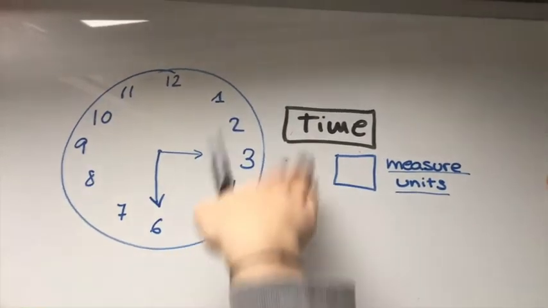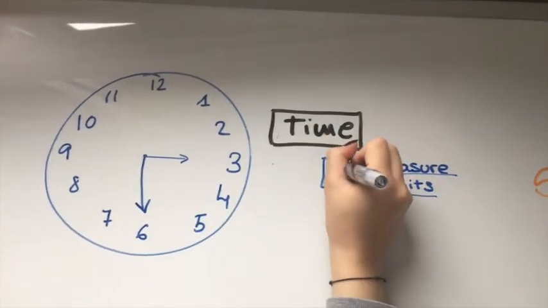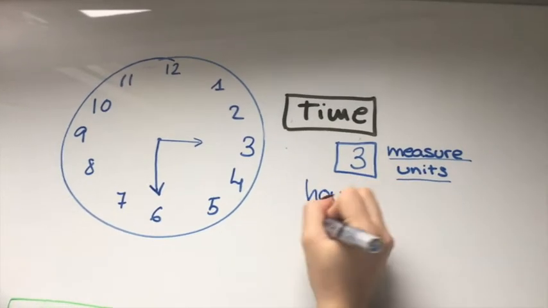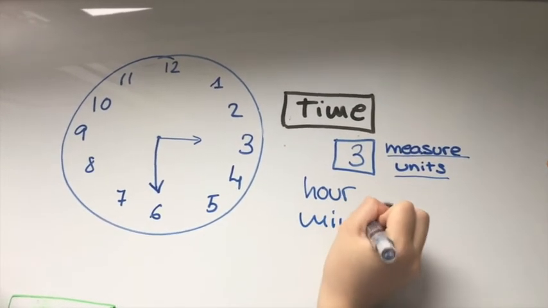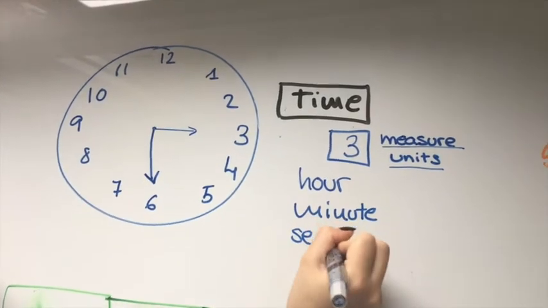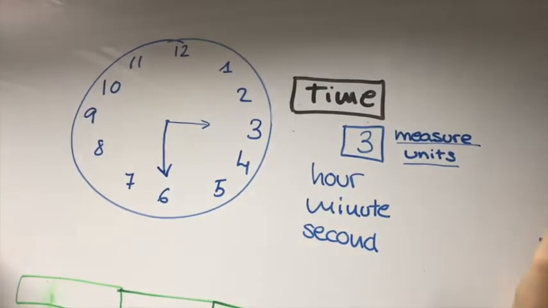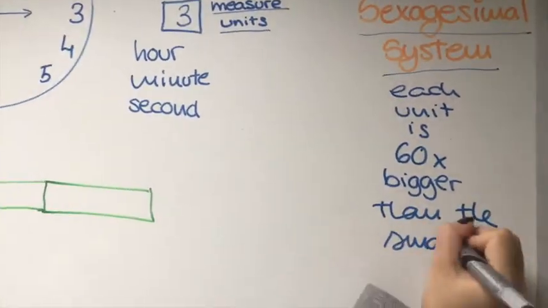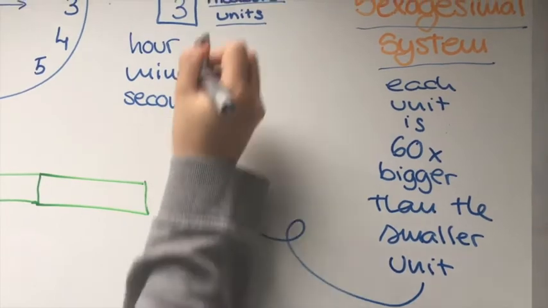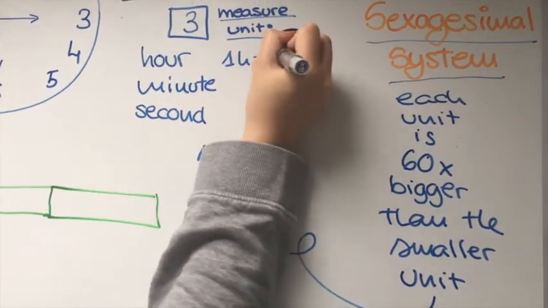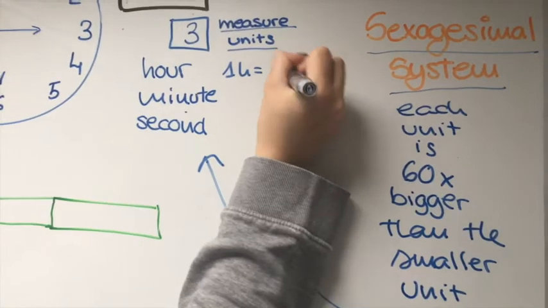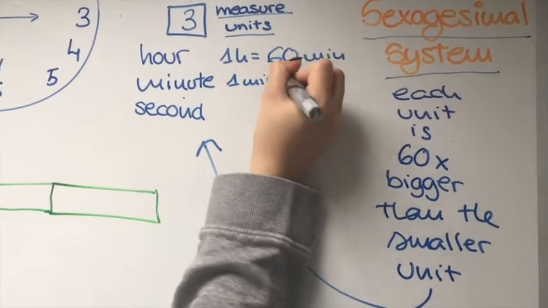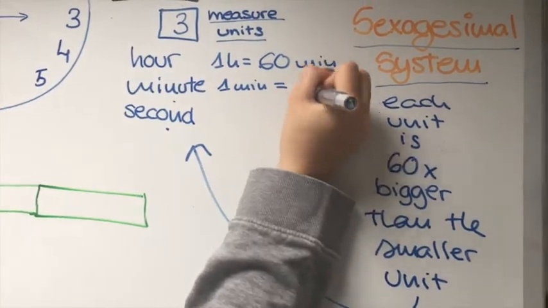This is the time. The time, as you know, has three measured units, which are the hour, the minute, and the second. Also, it is a sexagesimal system, because each unit, for instance, the hour, is 60 times bigger than the smaller unit, which is the minute. That's why we know that 1 hour equals 60 minutes and 1 minute equals 60 seconds.